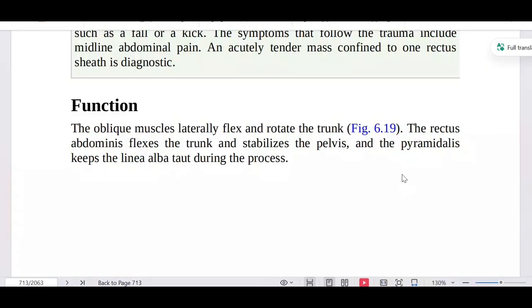Now let's discuss the collective functions of all the anterolateral abdominal wall muscles. We have already discussed it, so we are just going to overview it. The oblique muscles, that is the external oblique muscles, laterally flex and rotate the trunk. The rectus abdominis muscle only flexes the trunk and stabilizes the pelvis, and the pyramidalis muscle, as you already know, tenses the linea alba during this process.